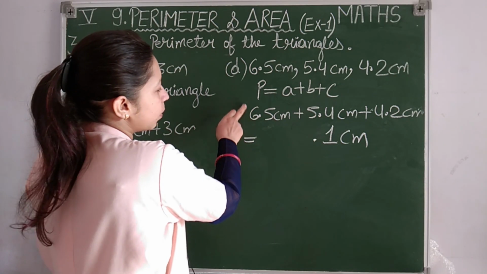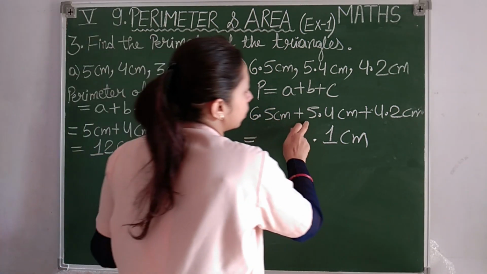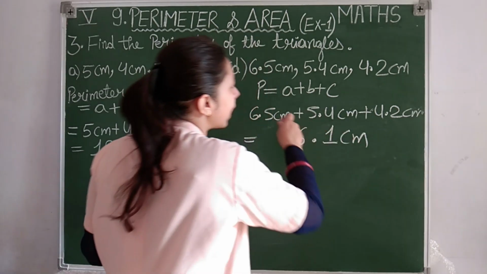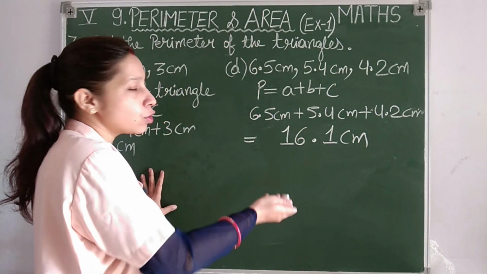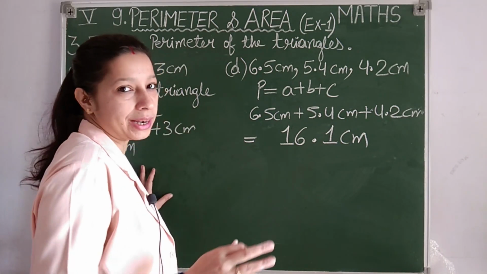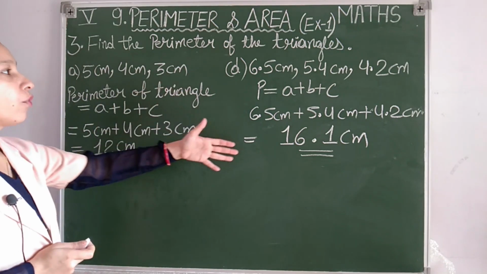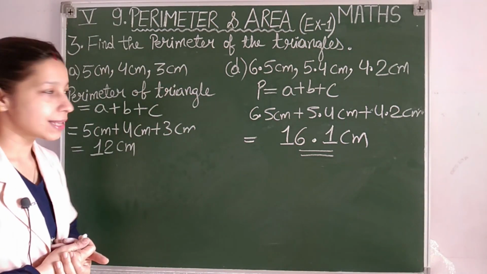Then 1 carry over, 6 plus 1, 7, 8, 9, 10, 11, 12, 13, 14, 15, 16. You can write and calculate. I can orally calculate, so I am calculating. You should also know how to calculate orally, okay? So it will save your time. So students, the perimeter of the following triangle is 16.1 centimeter.